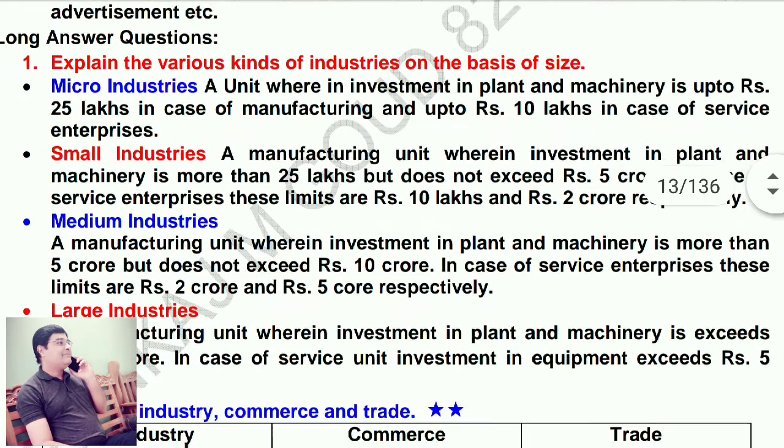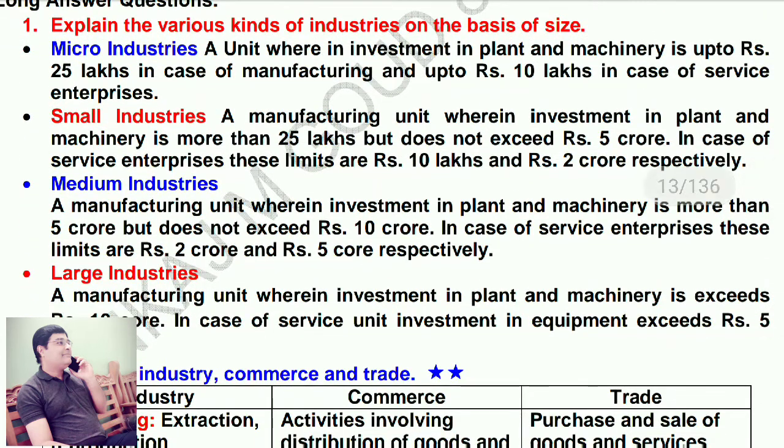Next one, long answer. Explain the various kinds of industries on the basis of size. Micro industry means very small. A unit wherein investment in plant and machinery is up to rupees 25 lakhs in case of manufacturing and up to rupees 10 lakhs in the case of service enterprise. So 10 lakhs for service and 25 lakhs for manufacturing.